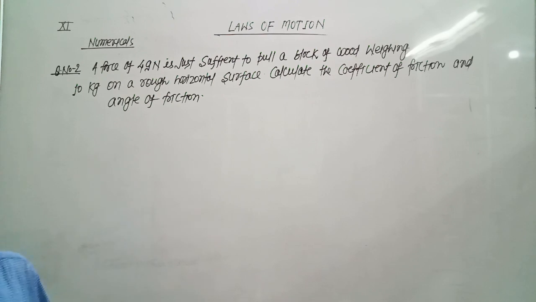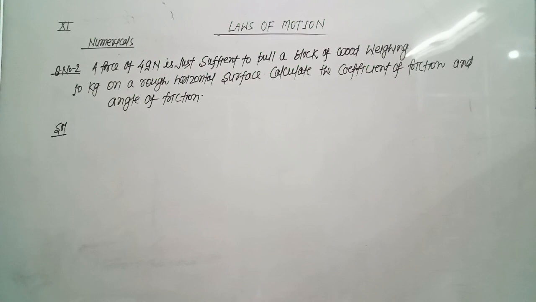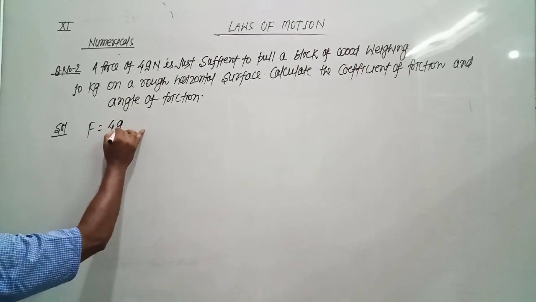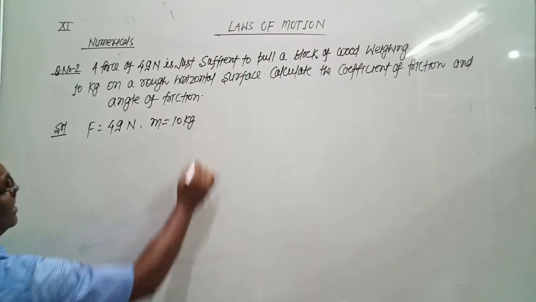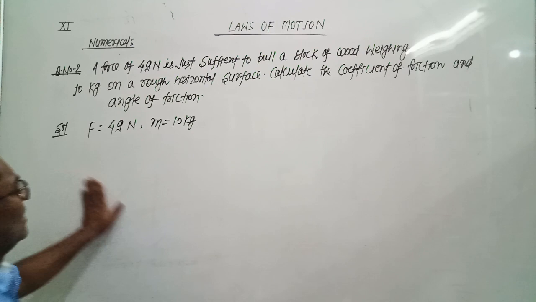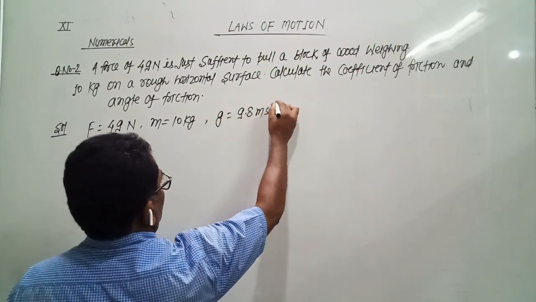So we have to calculate the coefficient of friction mu and also the angle of friction. The question is, a force of 49 Newton is just sufficient to pull a block of mass 10 kg. So the force is given, F equals 49 Newton, and mass M equals 10 kg, and we have to calculate the coefficient of friction mu, and for g we use 9.8 meters per second squared.